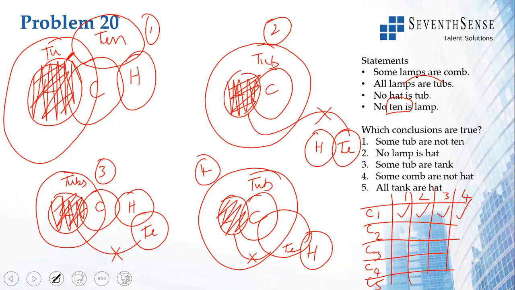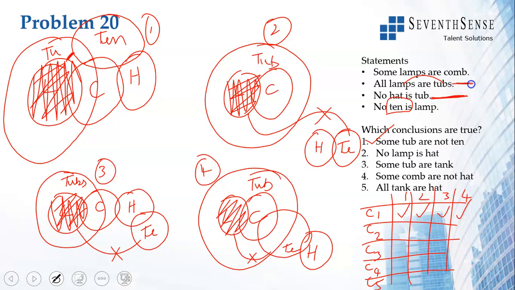There are tubs which are lamps which are not tens. Hence, this conclusion is true in all the 4 drawings. Next: No lamp is a hat. See, we have gotten this statement. No hat is a tub.